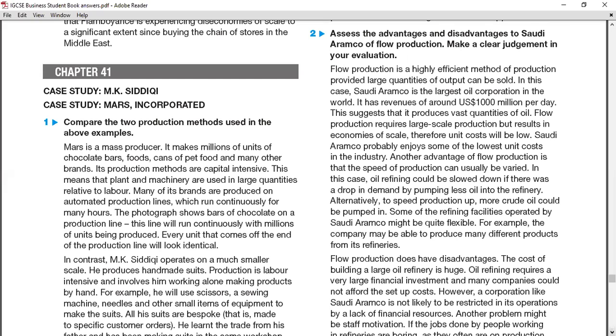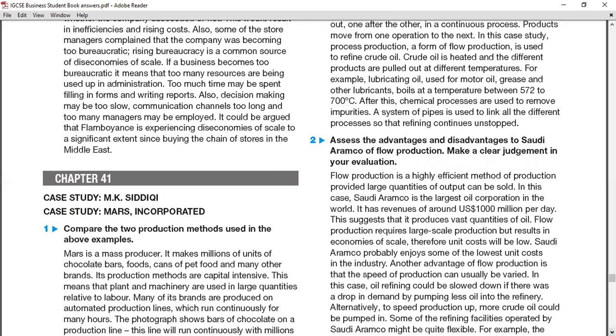Alternatively, to speed up production, more crude oil can be pumped in. Some of the refining facilities operated by Saudi Aramco might be quite flexible because of that. For example, the company may be able to produce many different products from its refineries. So with flow production, you can see at the end, two advantages are there, right?